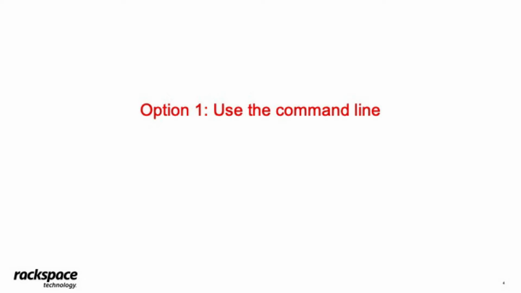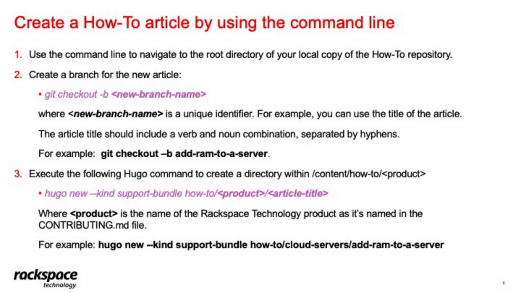We're going to write a new article about adding RAM to a server. Assuming you've already forked and cloned the repo and it's up to date, start by navigating to the repo's home directory on your local machine. Check out a new branch by entering the git checkout command with your branch name. For example, git checkout -b add-RAM.